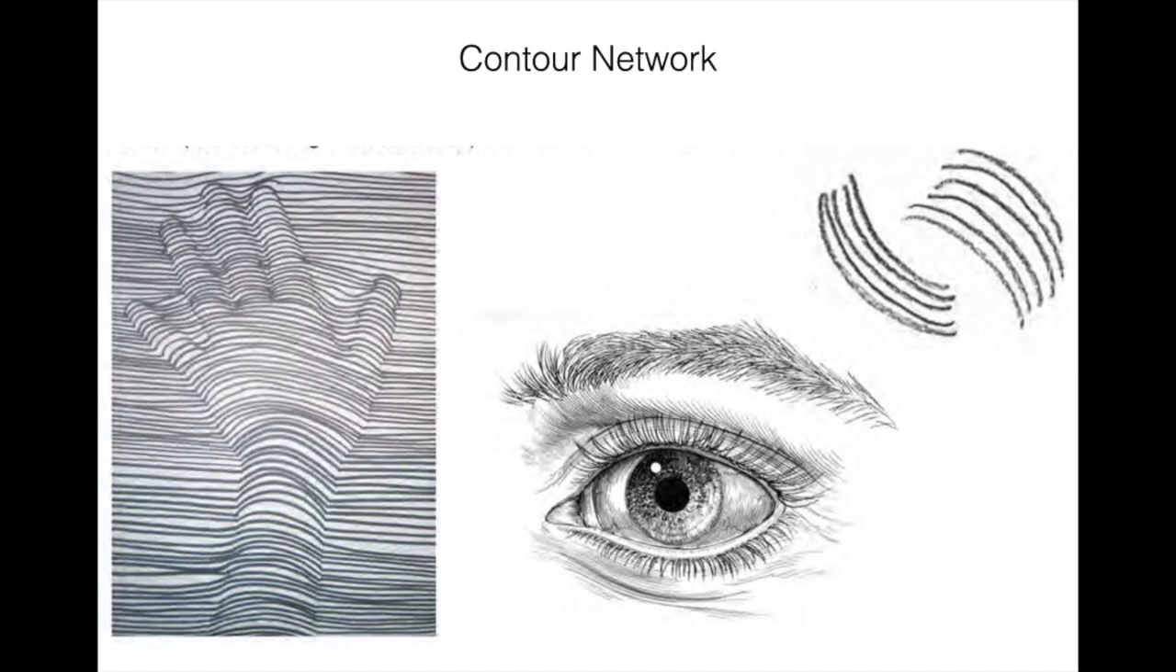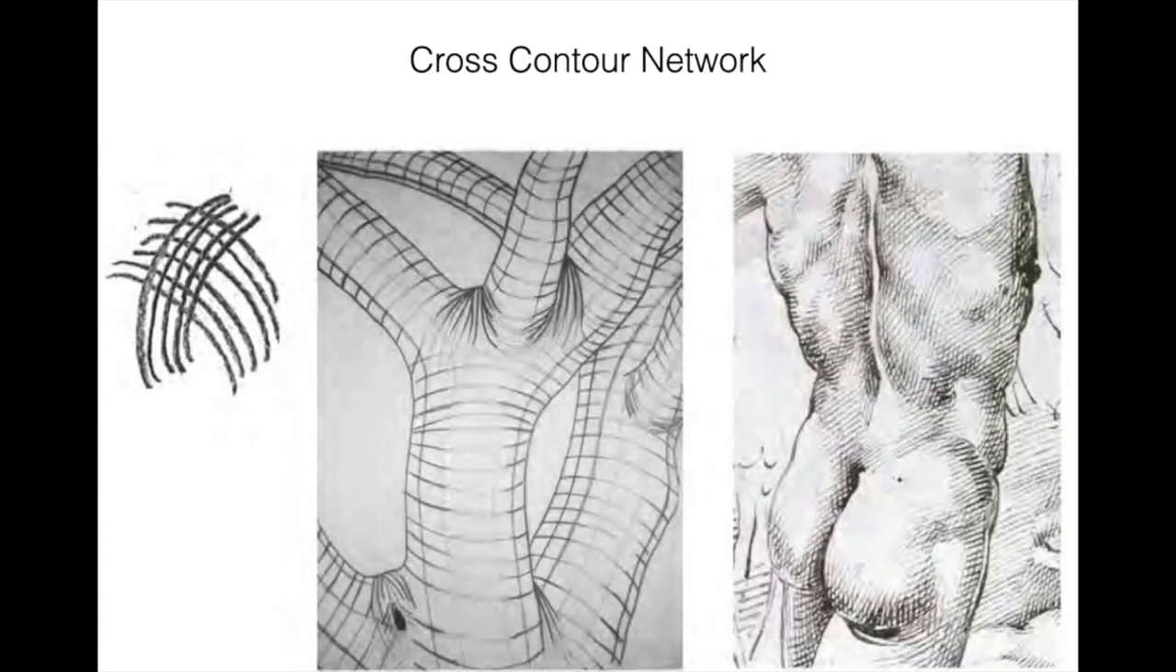So all of the contour network lines for each little section are going in the same direction, and they follow the form of the object. Form being the three-dimensional shape of the object. Shape would be the flat version of that.